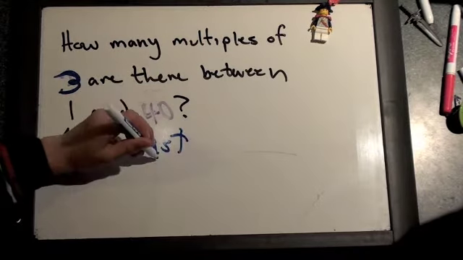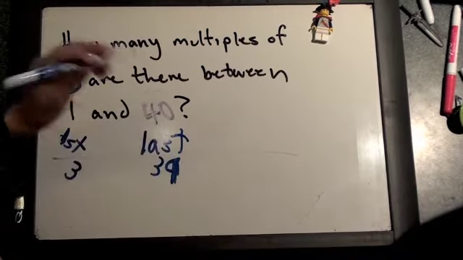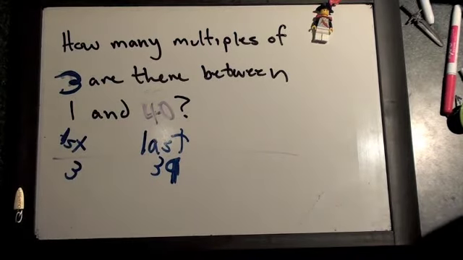How did you figure that out, by the way? Well, because I knew that 30 was pretty close. And then 3 times 3 is 9. Okay, so how many multiples of 3 are there?